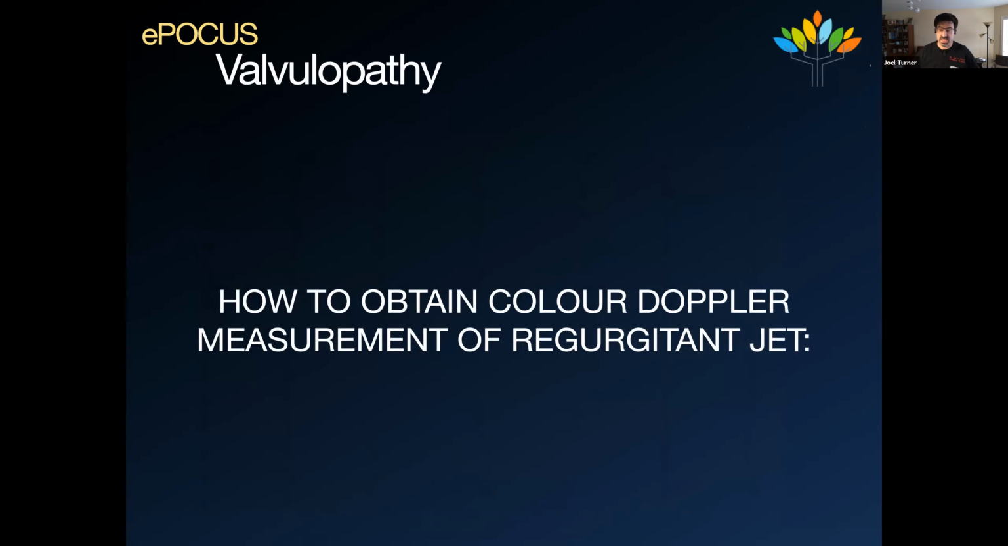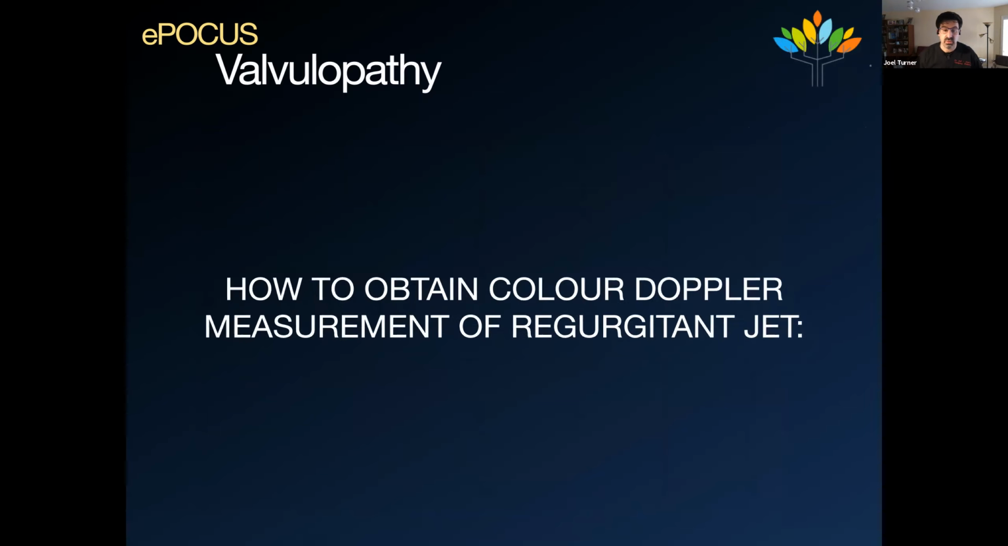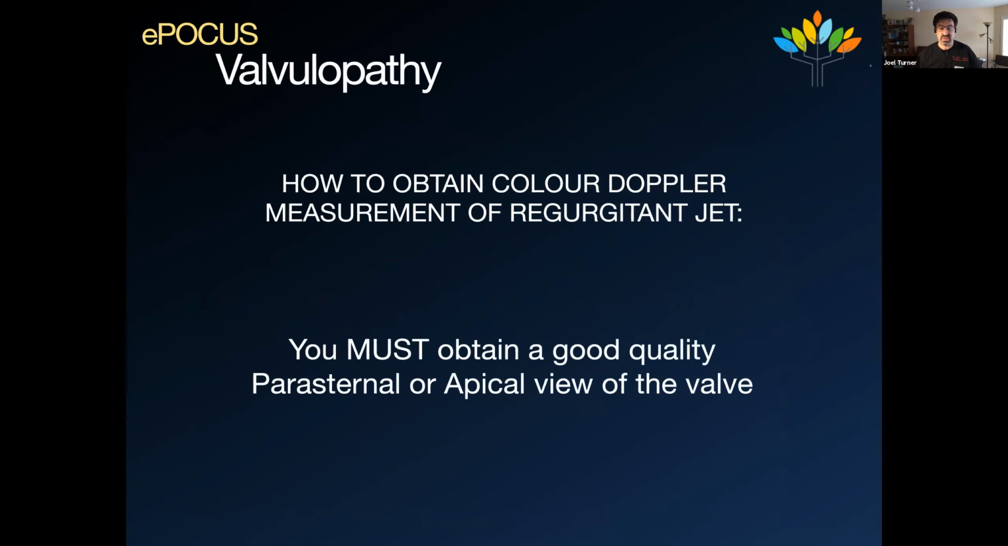So how are you going to obtain your color Doppler measurement? And then how are you going to measure the severity of your regurgitation jet? Well, first and foremost, you must obtain a good quality parasternal or apical view of the valve. If you can't get a good image, don't even bother to start measuring, because your measurements will be off. So you really have to focus, and I think that's the real take-home point for all of my lectures, that you really have to have the best quality image that you can have.